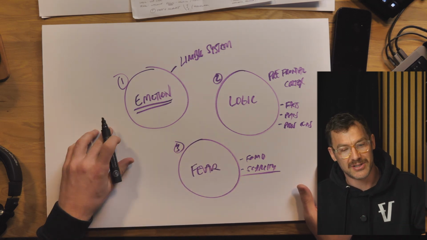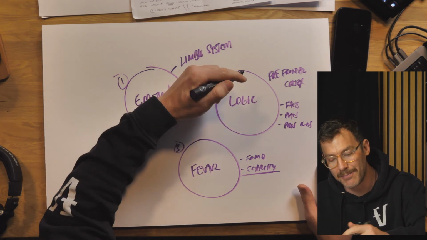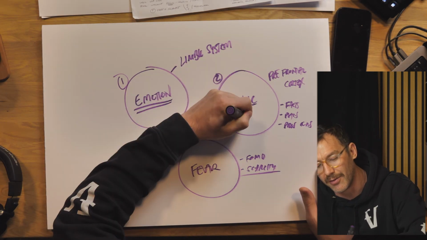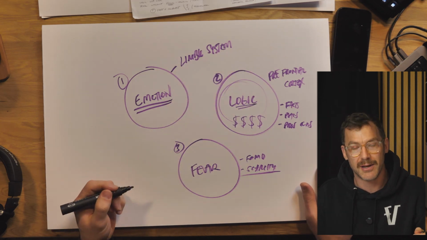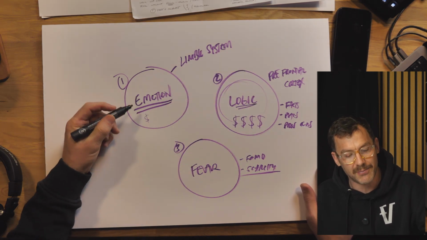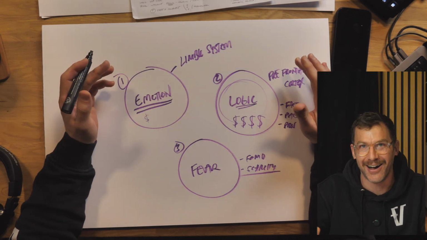So understanding that, we want to leverage emotions, and we also want to understand that, especially here, the more money is involved, the more logic comes into play. Emotional decisions tend to probably have a lower quality, obviously, right?